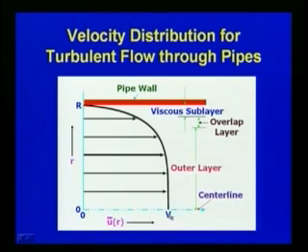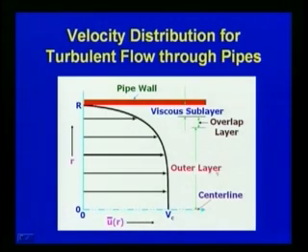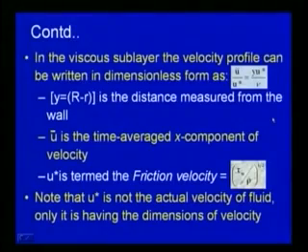So, here it will be maximum at the central line, which is the Vc, the central line velocity. With respect to the three layers which we discussed, the viscous sublayer, you can see that the velocity variation will be like this. Then this is an overlap layer as far as the fully developed turbulent flow is concerned, and then this is the outer layer where the Reynolds stress is dominant. In the viscous sublayer, you can see that the viscous shear stress is dominant. So, this way the velocity distribution changes with respect to the fully developed turbulent flow through the pipe system.